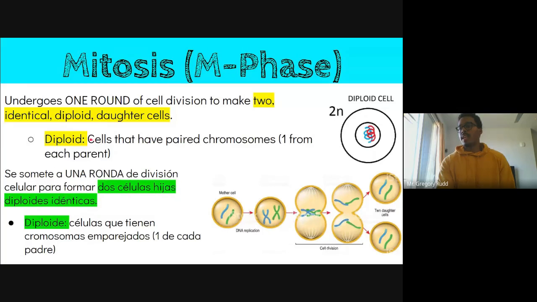We typically notate this word diploid with this symbol 2N. Di, of course, means two. So what we're saying is they're twice the number of chromosomes. You get one from your father, one from your mother, and they're paired up. They are homologous chromosomes.